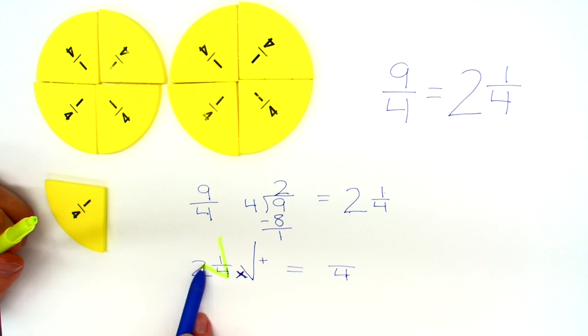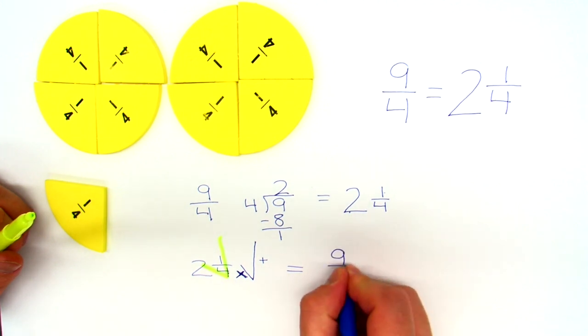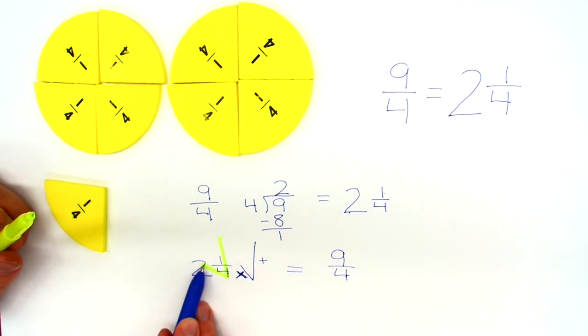So start at the whole number, multiply down. What's 2 times 4? 8 plus 1 is 9. Again, look, start at the whole number, multiply down. 2 times 4 is 8, plus the numerator, which is 1, is 9. 2 times 4 is 8, plus 1 is 9, 9/4, right?